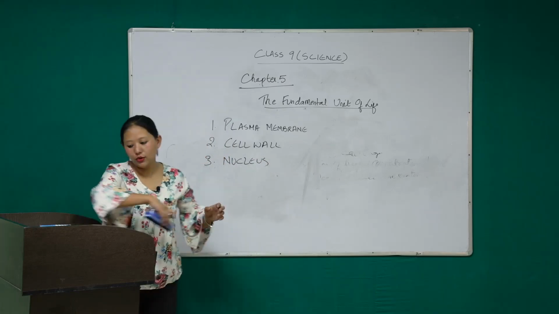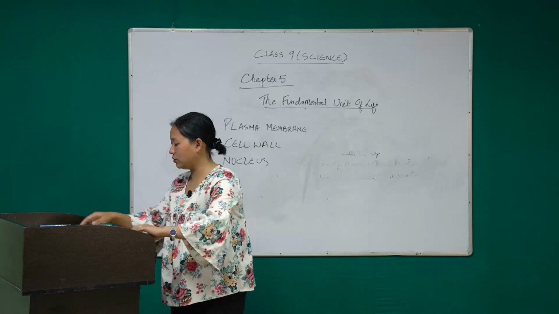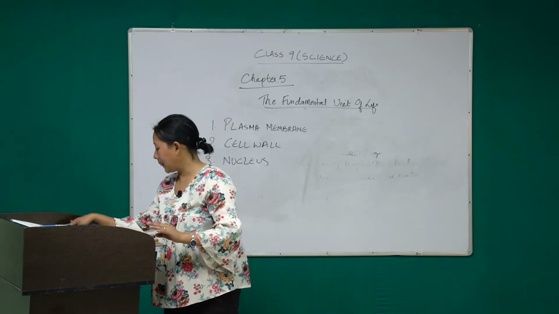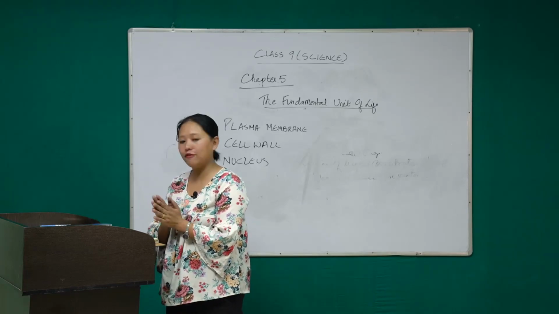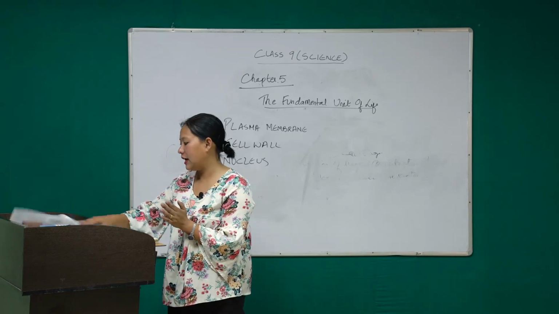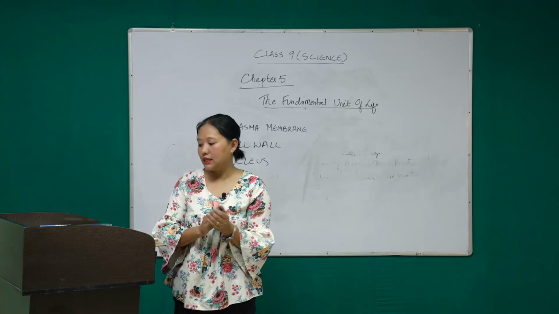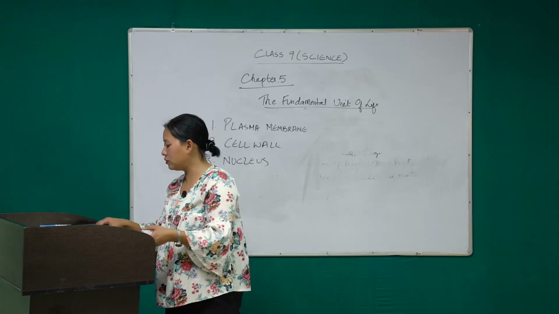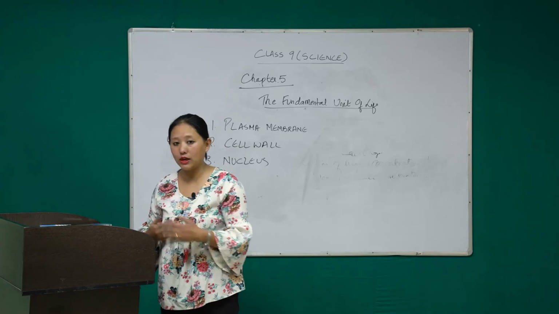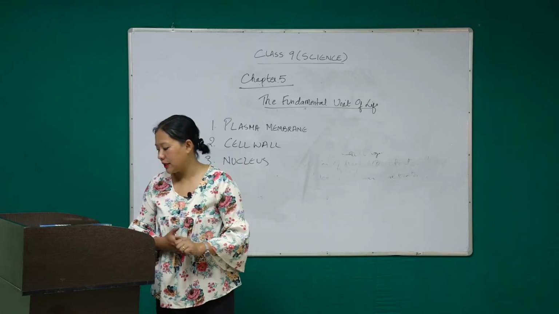So the next is the nucleus. You can turn to page number 67, figure 5.5, where you have the animal cell, and the next page, page number 68, figure 5.6, where you have the plant cell. I want you all to look and refer there and locate whatever I am explaining. So the next is the nucleus.